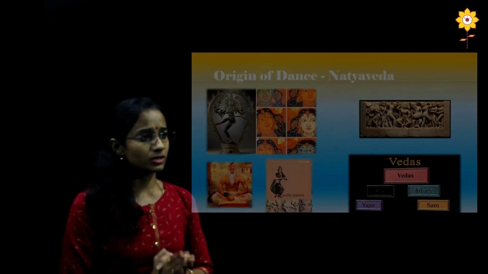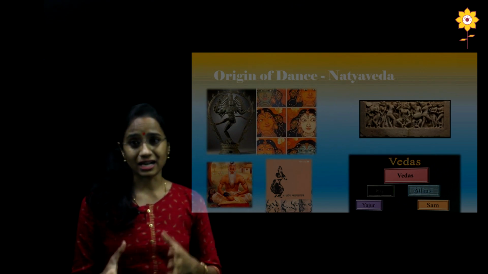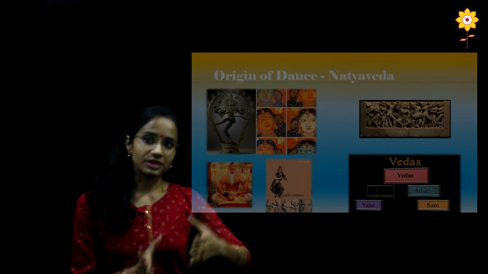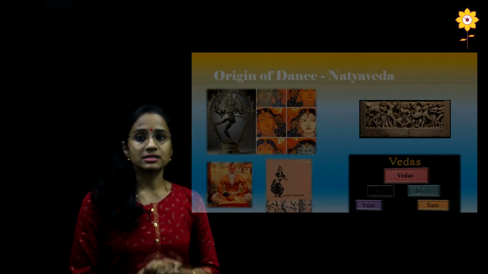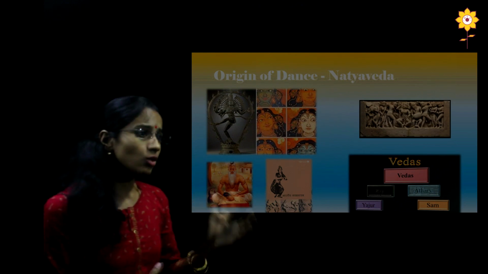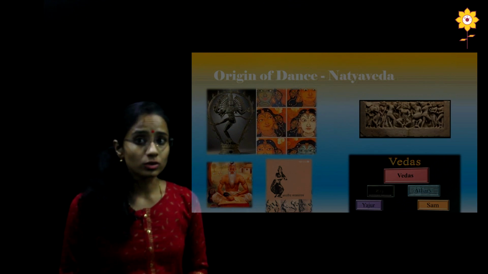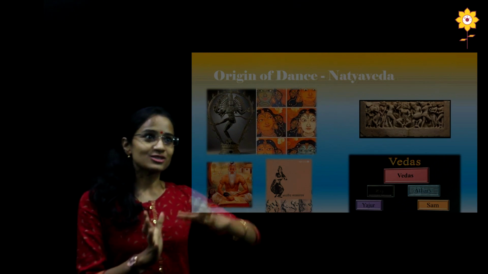Now, talking about the origin of dance, that is Natya Veda. As we know, there are different Vedas. In the same way, we have a fifth Veda, which is Natya Veda, and it is the science of dance. Now, how did we get this Natya Veda? What is the origin of dance? There is a story behind it.